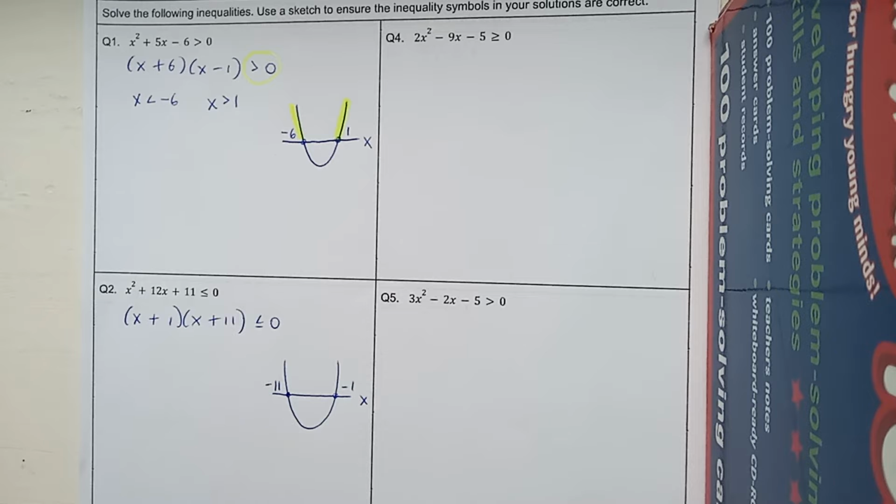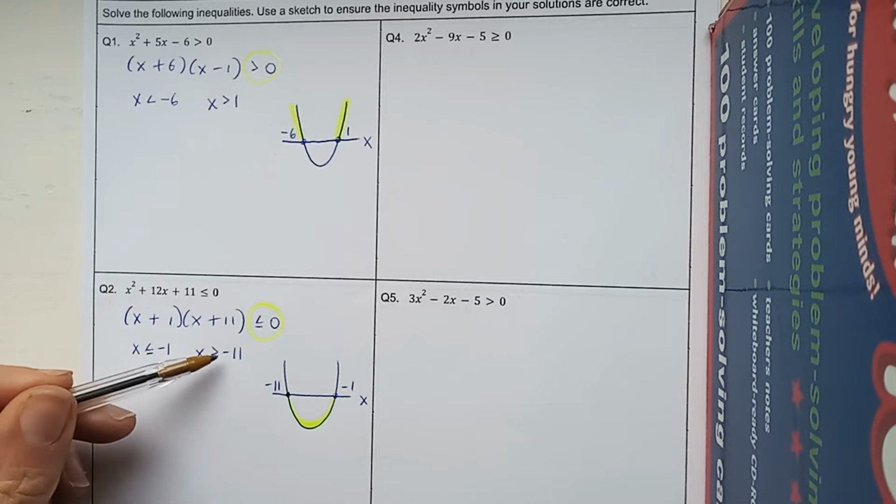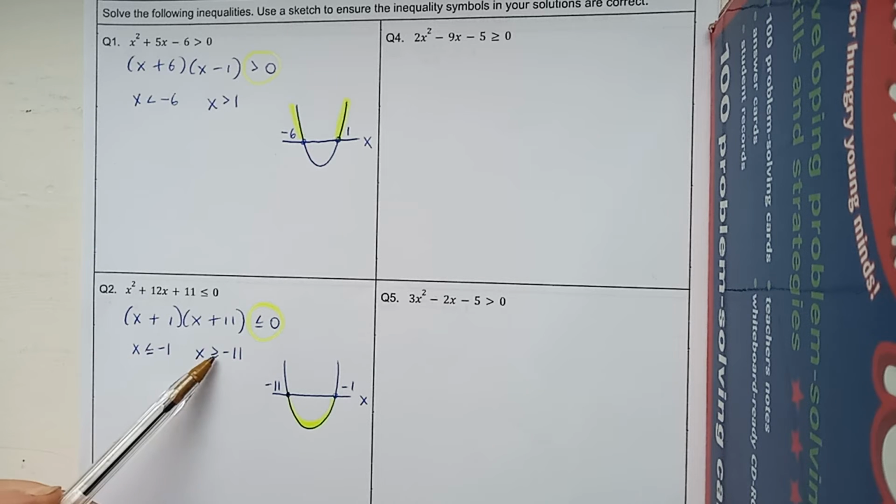Again, refer back to the question for the inequality symbol. Less than or equal to 0 indicates I'm looking below the x-axis. And this highlighted region is to the right of minus 11 and to the left of minus 1. So notice that I choose inequality symbols that point in those directions, to the left of minus 1, to the right of minus 11.